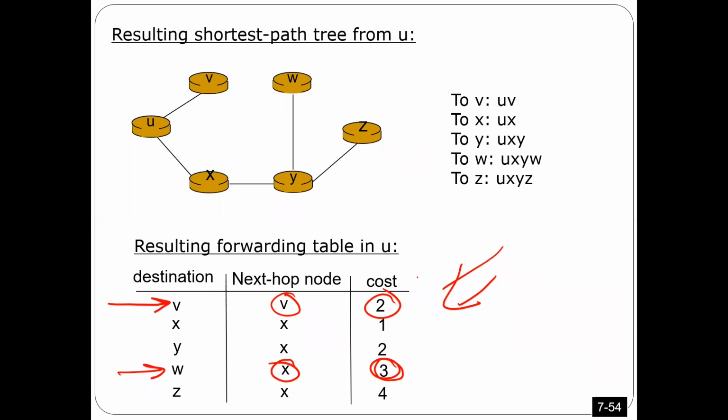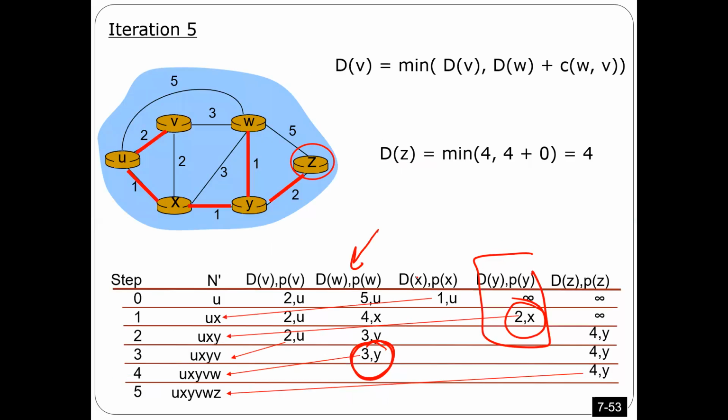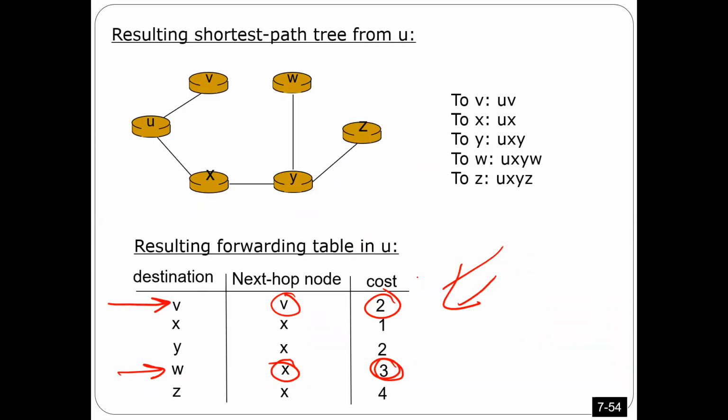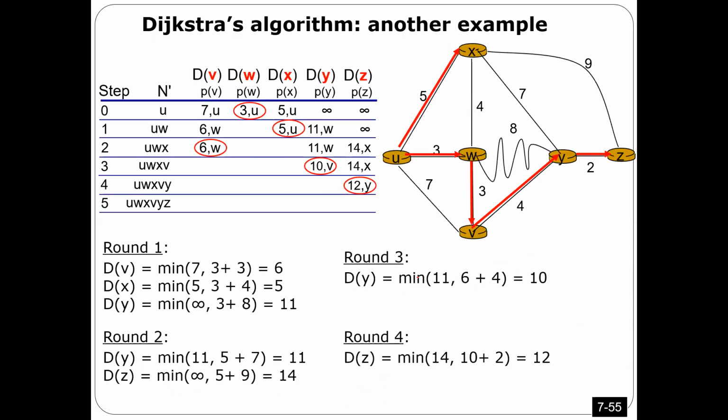In the assignment, you have one example similar to this one. I ask you to create the routing table using the same way as I did here. So let's see another example. Okay. I have a different network here as we see. I want to create the routing table for node U. So number one, as I told you, initialization. This is the initialization here.